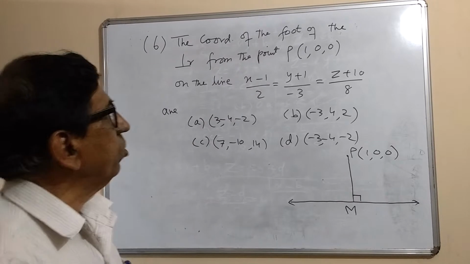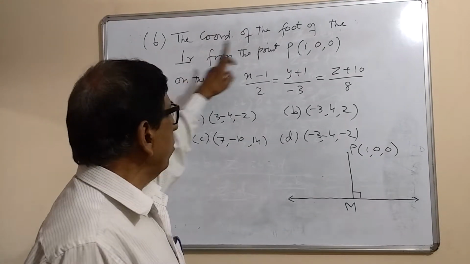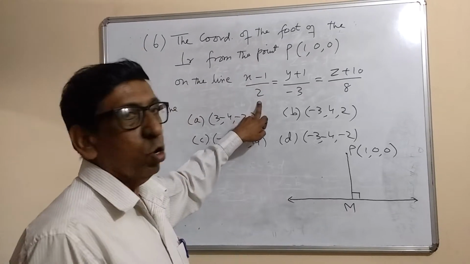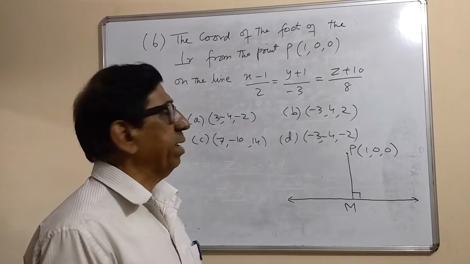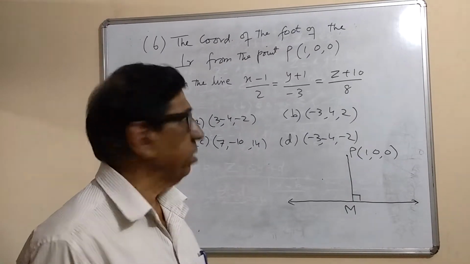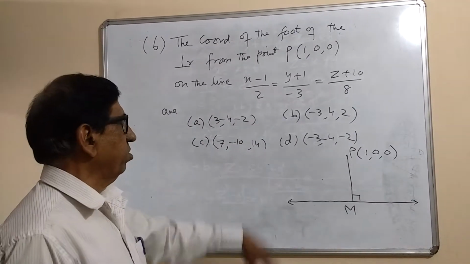Now we are taking sixth shortcut. The coordinates of the foot of the perpendicular from the point P(1, 0, 0) on the line x minus 1 upon 2 equal to y plus 1 upon minus 3 equal to z plus 10 upon 8 are. These are the four options.